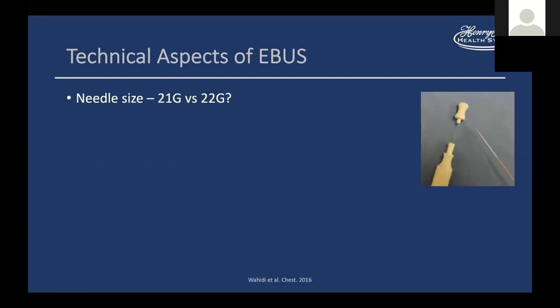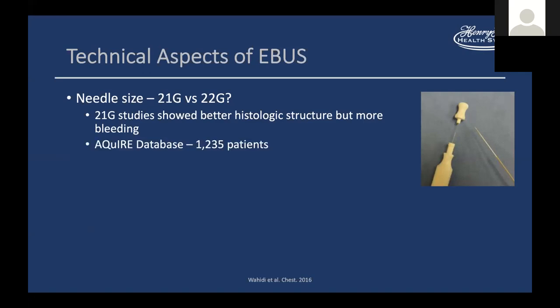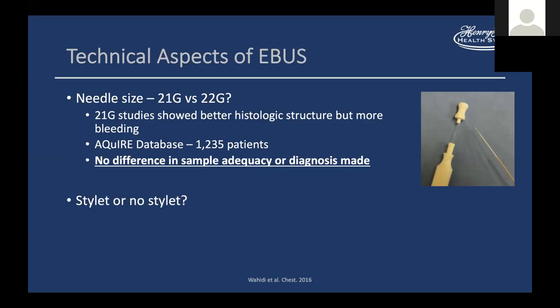What about needle size? Does it make a difference if it's a 21 versus a 22 gauge? There are a lot of smaller studies looking at this, one of which described better histological structure with 21 gauge needles, but more bleeding. The largest study looking at needle size was a review of the AQuIRE database where they looked at over 1,200 patients and basically saw no difference in sample adequacy or diagnosis made based on needle size.